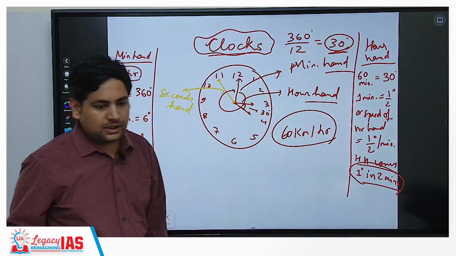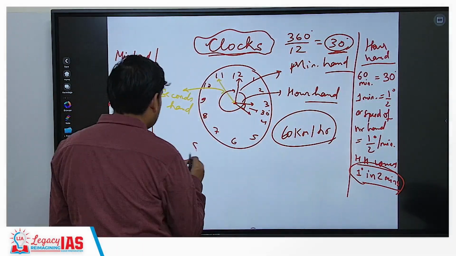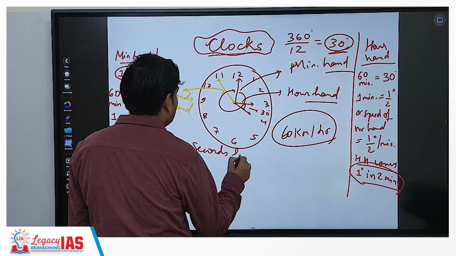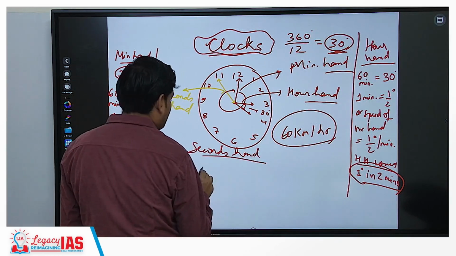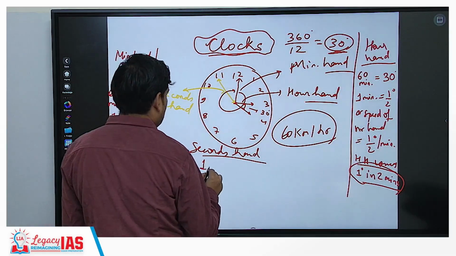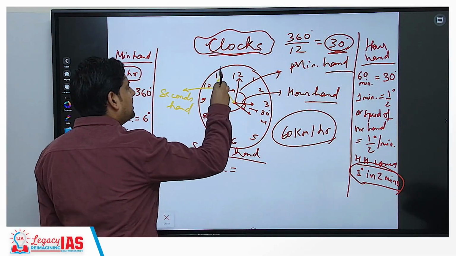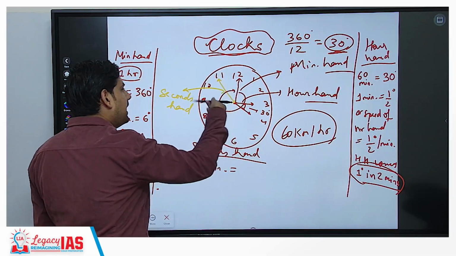After this, you come to the seconds hand. Now the seconds hand is much easier. Within not 60 minutes, let's say within 1 minute. In 1 minute you have 60 seconds, or in 1 minute this seconds hand will move the entire 360 degrees.